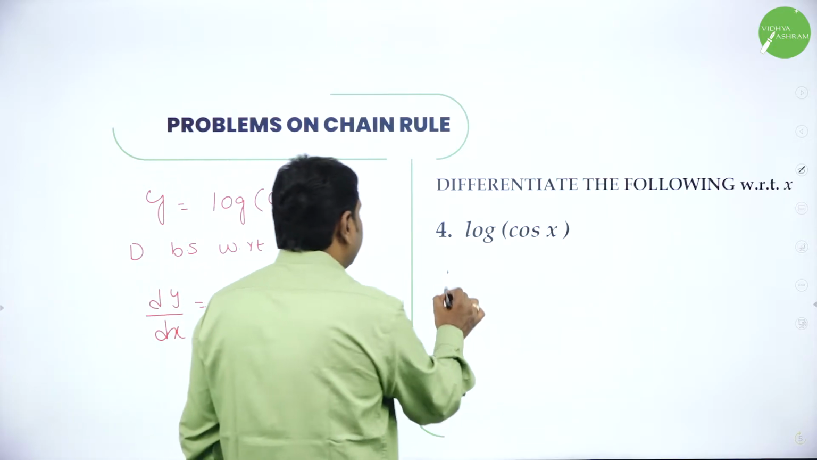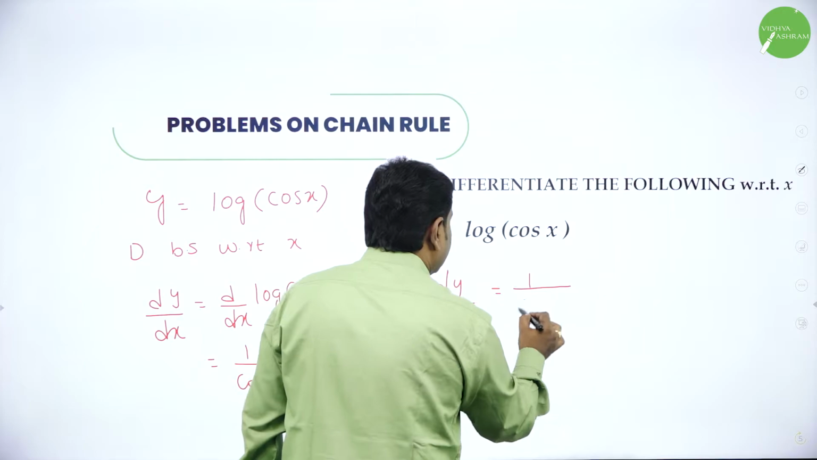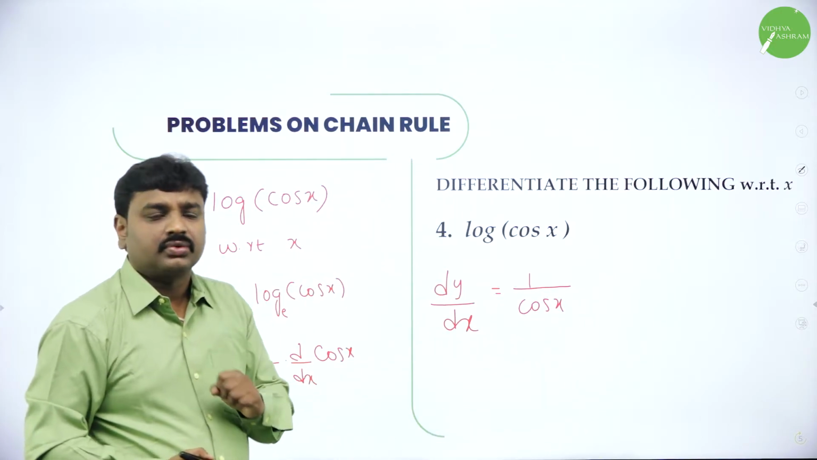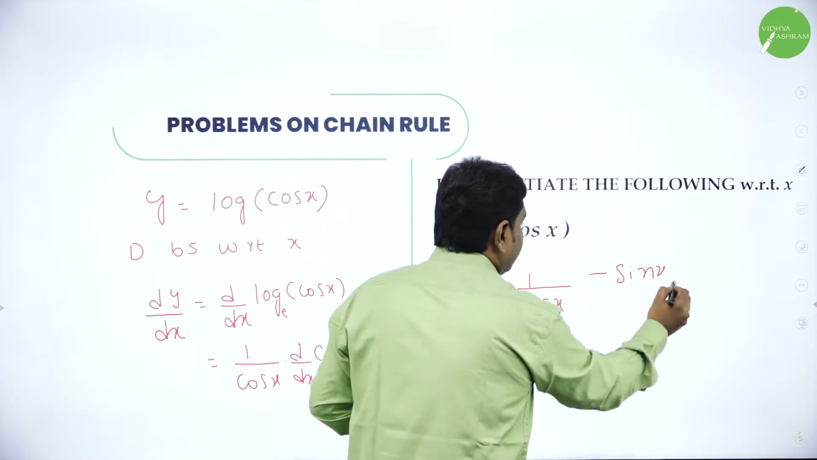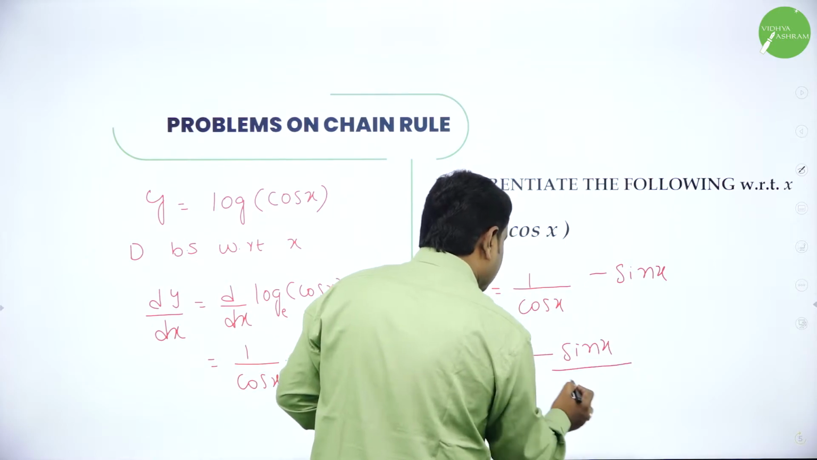That is, dy by dx is exactly 1 by cos x into, all of you know what is d by dx of cos x? Derivative of cos x, you know, minus sin x. So minus sin x. Now simplify this. So it will become minus sin x divided by cos x.